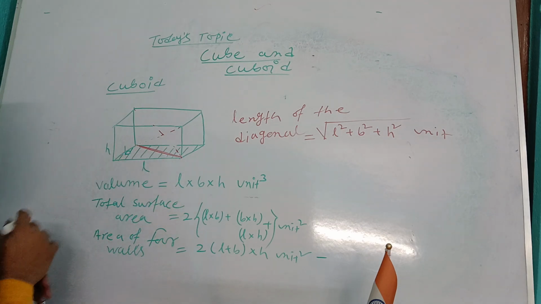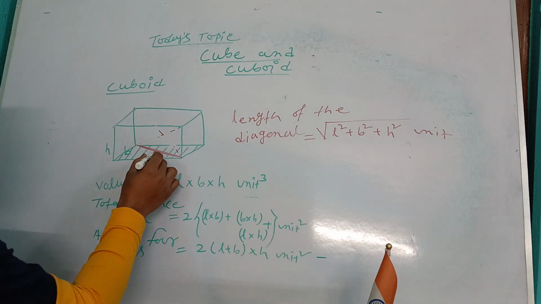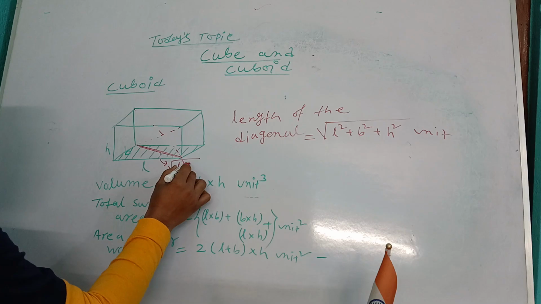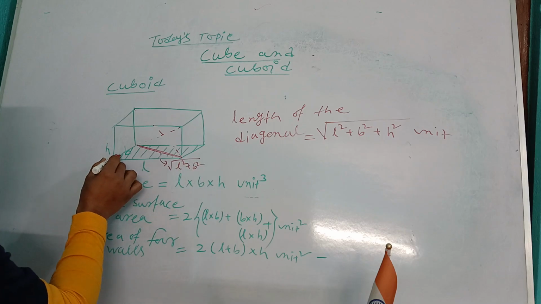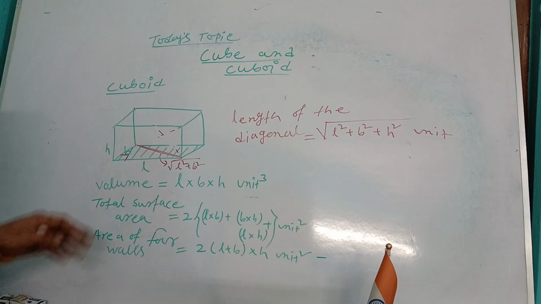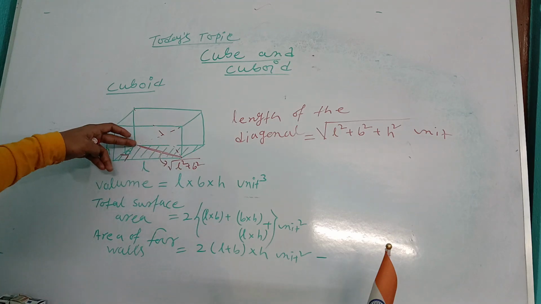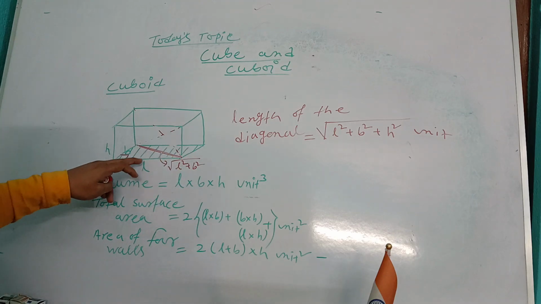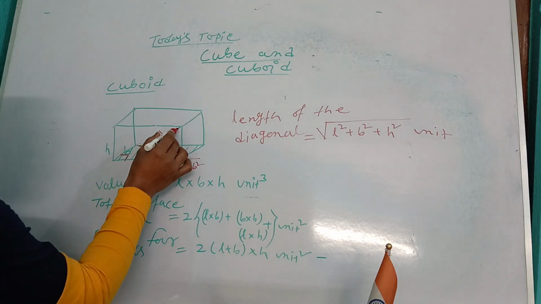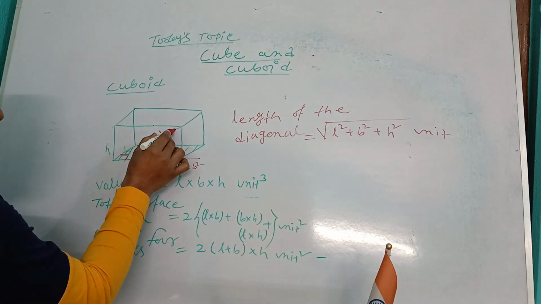Tell me, what is the length? It is nothing but under root L square plus B square, because it is a 90 degree right angle, a rectangular surface. So it is L square plus B square. Achha.